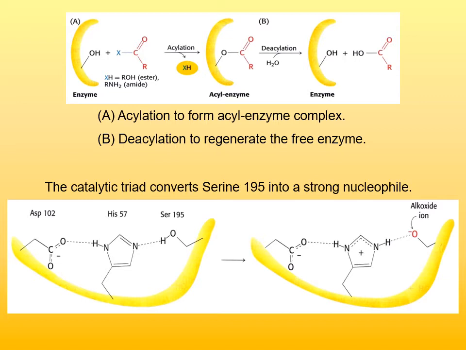And you can see that they are attached to each other or interact with each other through rather strong hydrogen bonds. The purpose of the catalytic triad is to convert the side chain of serine, which contains a hydroxyl group, into a strong nucleophile. So through hydrogen bonding, the side chain of serine, the OH group, is deprotonated and is in the form of an alkoxide anion, which is a rather strong nucleophile. And that's what participates in catalysis of the reaction, as you will see in a minute.